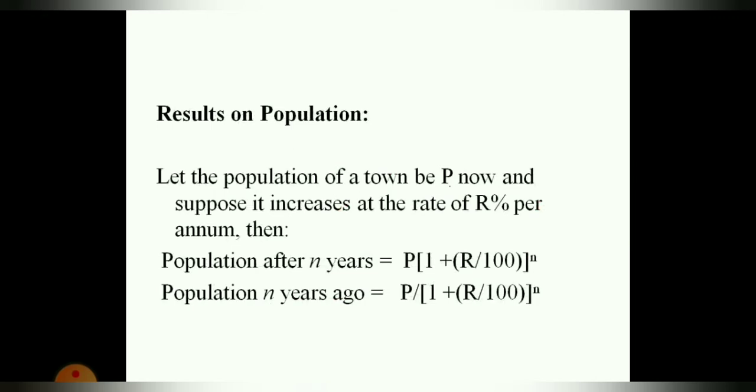Then results on population. If the problems are related to populations, we can use these two results. Let the population of a town be P now, and suppose it increases at the rate of R percentage per annum, then the population after n years can be calculated as P into 1 plus R by 100 the whole power n, and the population n years ago is equal to P divided by 1 plus R by 100 the whole power n.